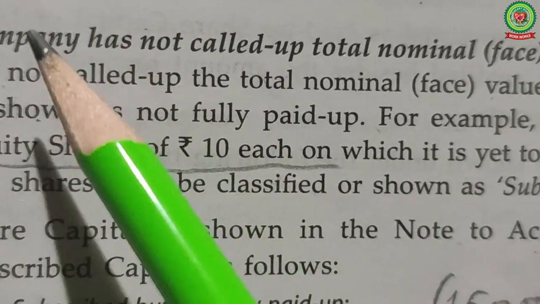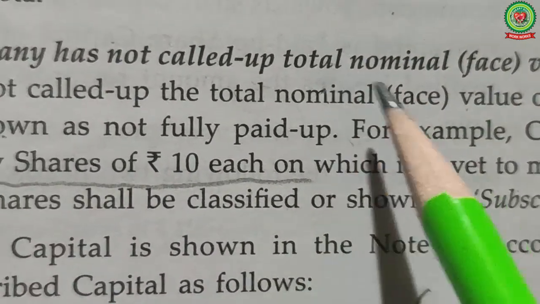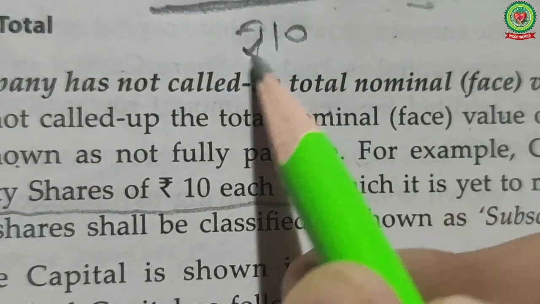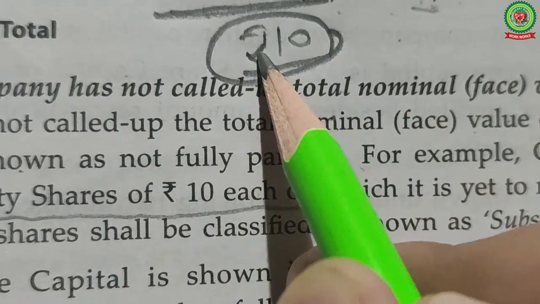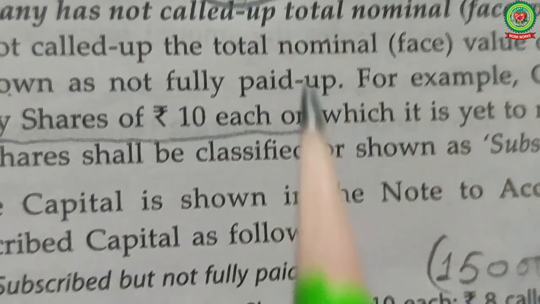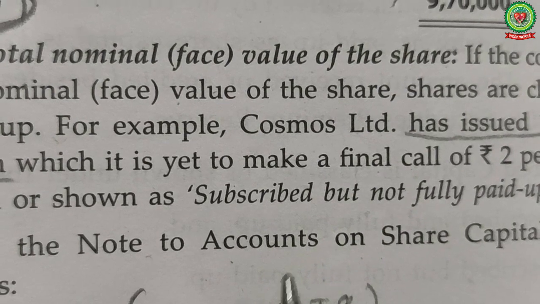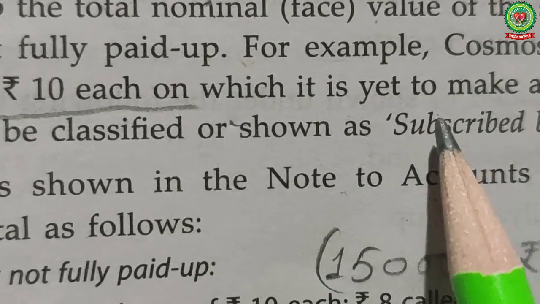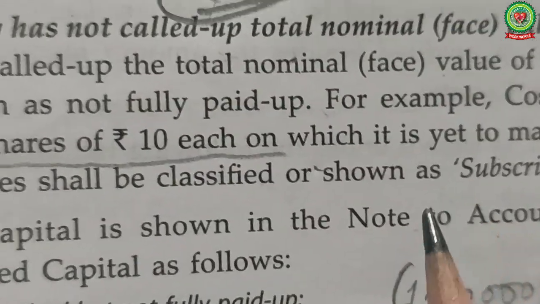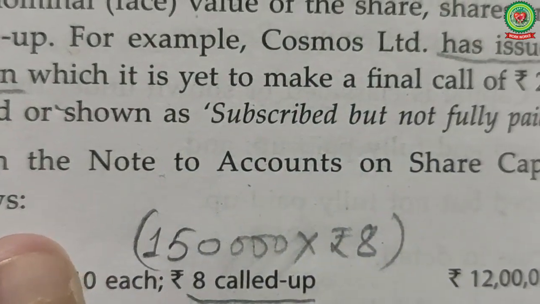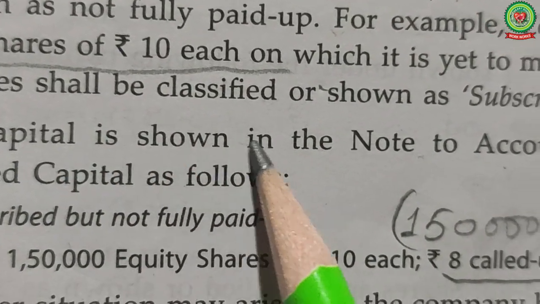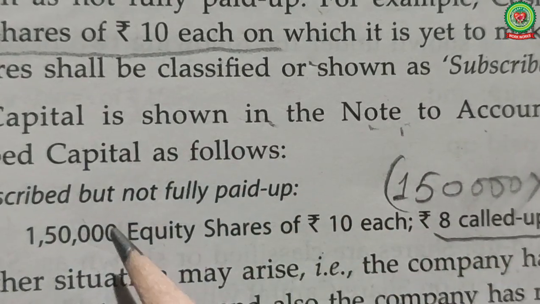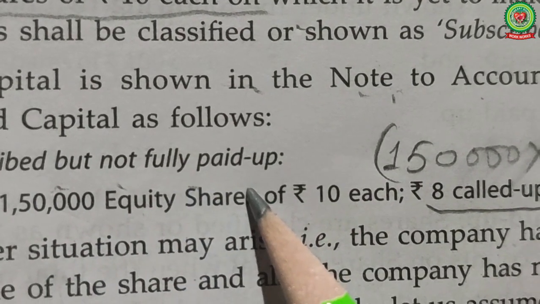Likewise, see second case, company has not called up the total nominal value of the shares, like total nominal value if written 10 and not called by company total 10. See an example here. Cosmo Limited has issued 1,50,000 equity shares of 10 each, on which it is yet to make a call of rupees 2. So in this case, the shares shall be classified or shown as subscribed but not fully paid.